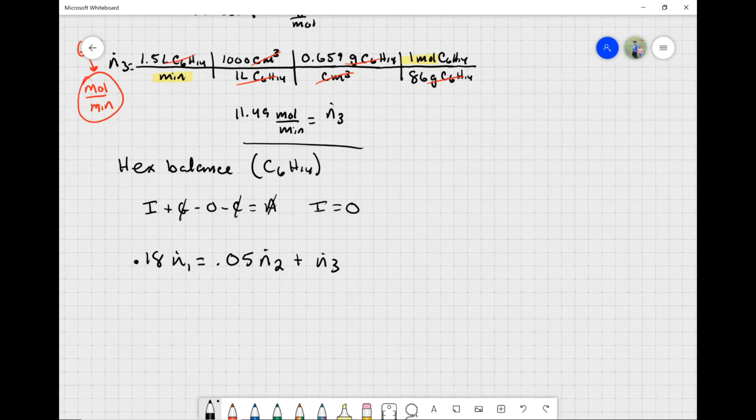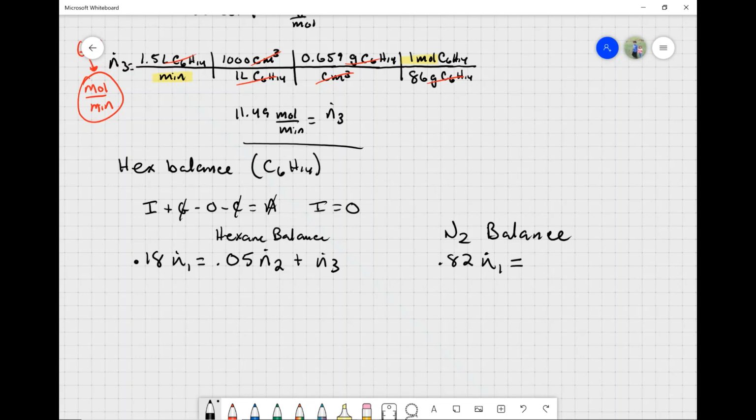And I'm going to rewrite the hexane balance. And I'll write hexane. And then we have the other balance, excuse me, which is the N2 balance. And we said it was 0.82, and be careful sometimes with the nomenclature. You don't want to get it mixed up.